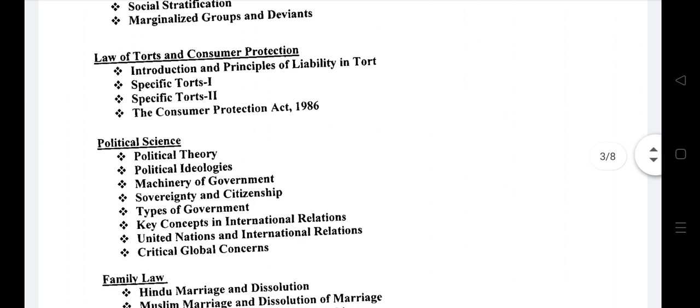Right? From political science, it will be political theory, ideologies, machinery of the government, sovereignty and citizenship, types of government, key concept in international relations, United Nations and international relations, critical global concern. So this is the syllabus. I don't know how the LLB scheme works, but if you are a student of integrated law, then in BA LLB the syllabus remains more or less this. The BA syllabus, be it political science, sociology or history, okay.